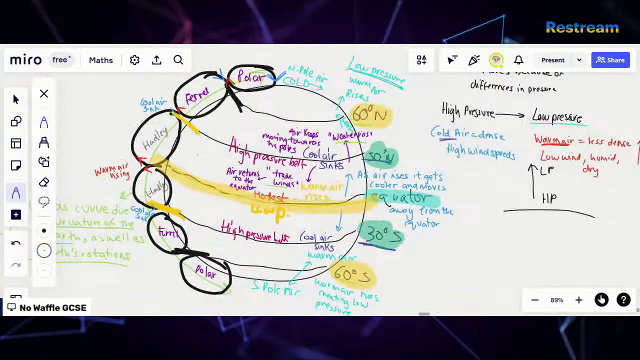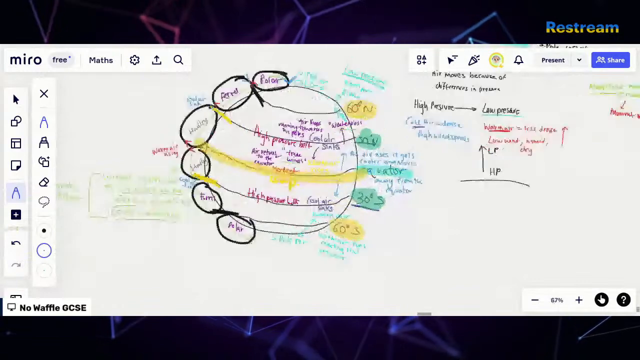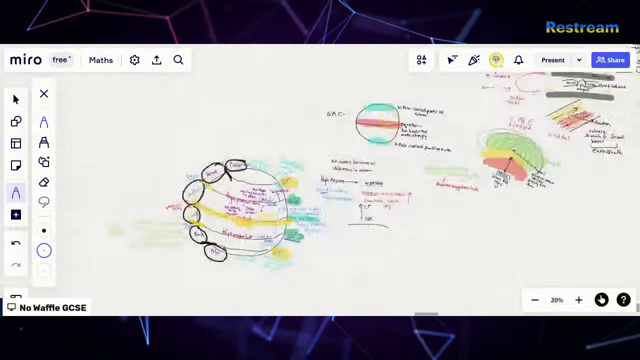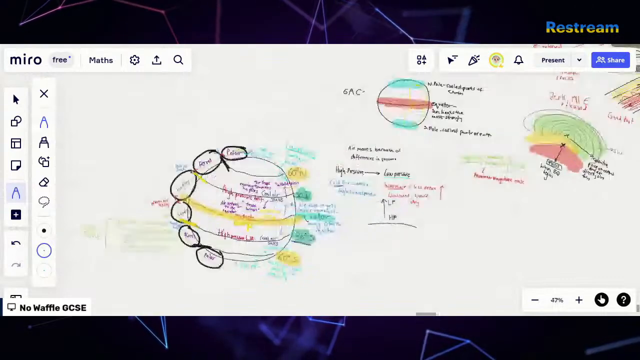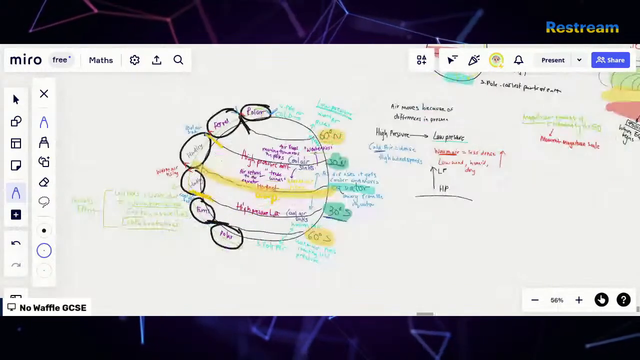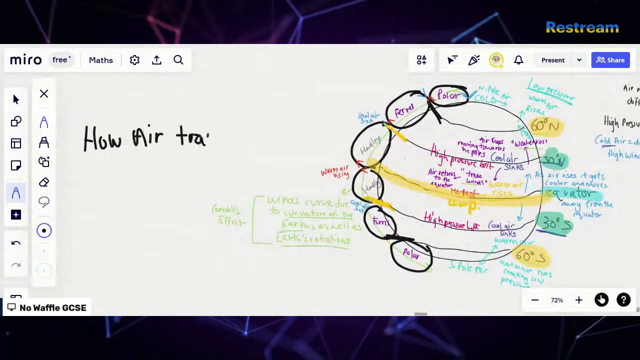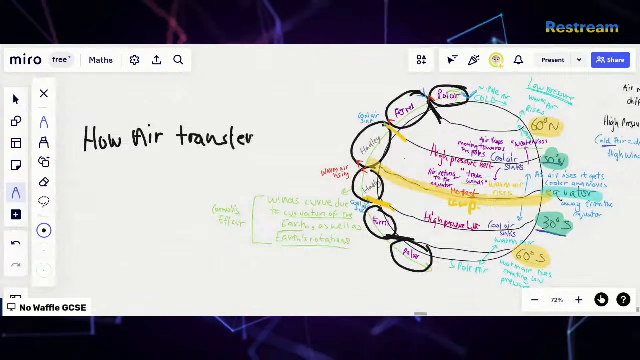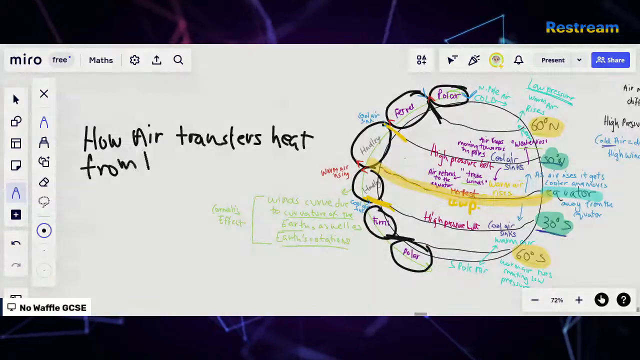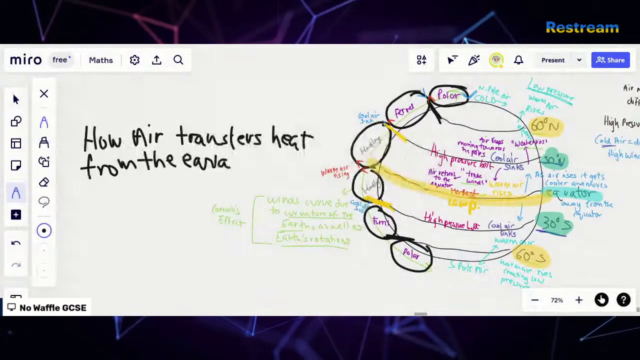You could also talk about how global atmospheric circulation affects weather around the world. So overall, if you're asked to describe what global atmospheric circulation is, you'll just say how air transfers heat from the equator to the poles. Okay. How air transfers heat to the poles.